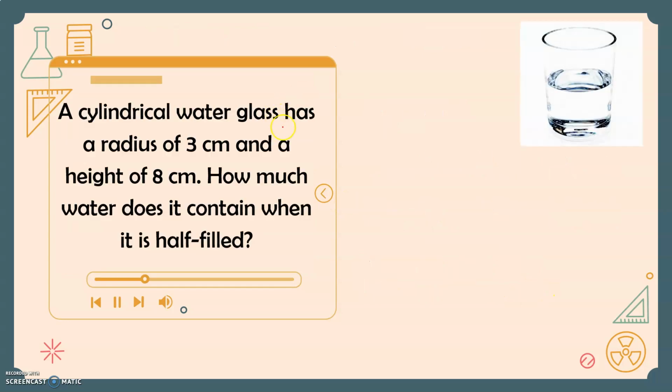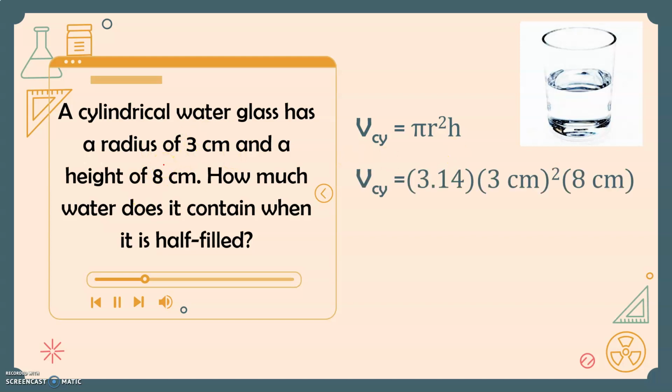For our last example, let's take a look at this word problem. A cylindrical water glass has a radius of 3 centimeters and a height of 8 centimeters. How much water does it contain when it is half filled? Again, the question is asking for the volume of this cylindrical water glass when it is only half filled. To know the volume of the entire cylindrical water glass, we will use the formula pi r squared times height. Substituting the given information in the problem, we'll have 3.14 times 3 centimeters squared times 8 centimeters.